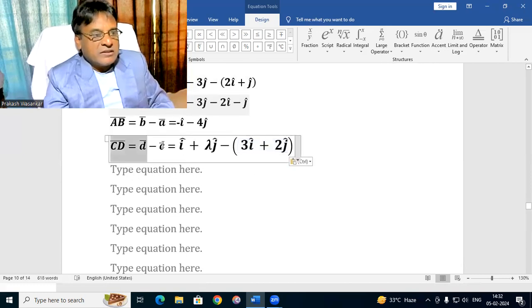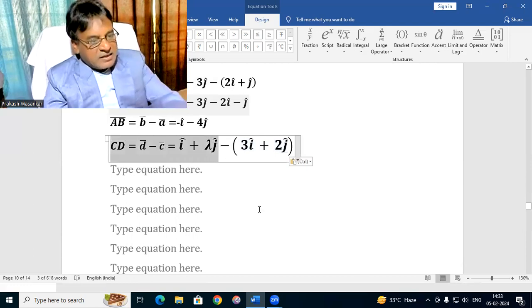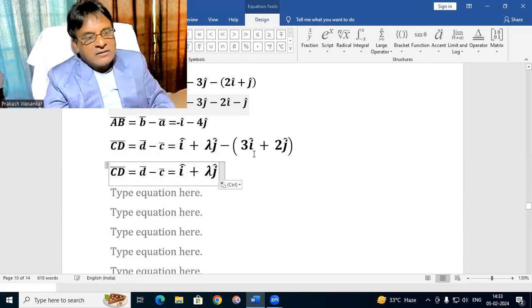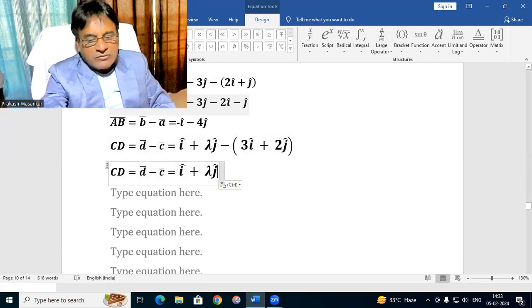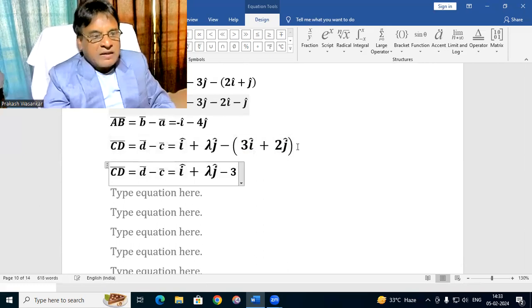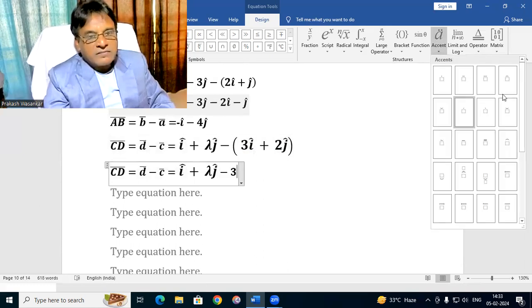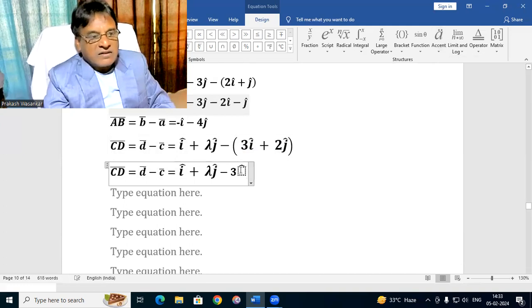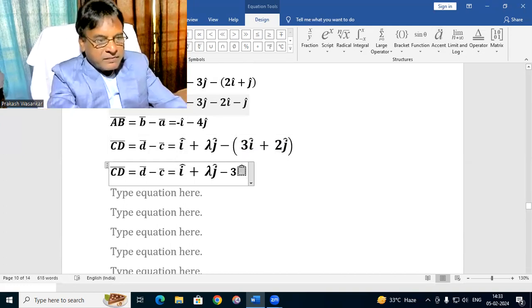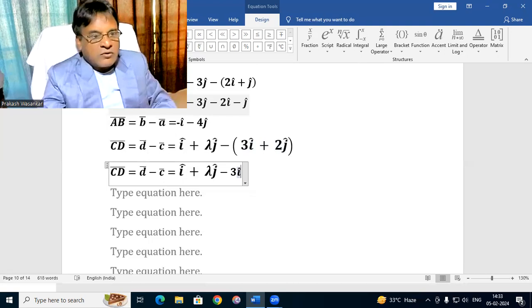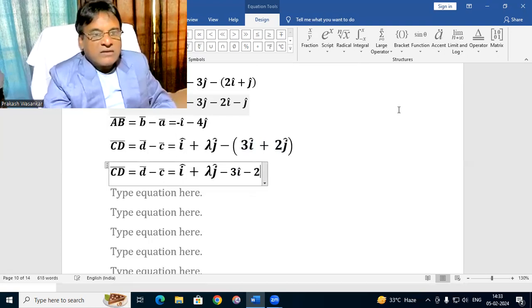So CD bar is equal to D bar minus C bar, equal to i plus lambda j as it is. Then multiply by the negative sign: minus 3i, so i minus 3i, and the sign of the j term is negative, so minus 2j.